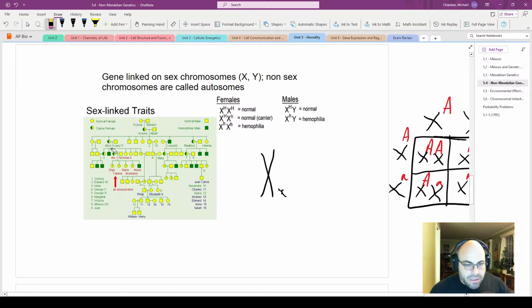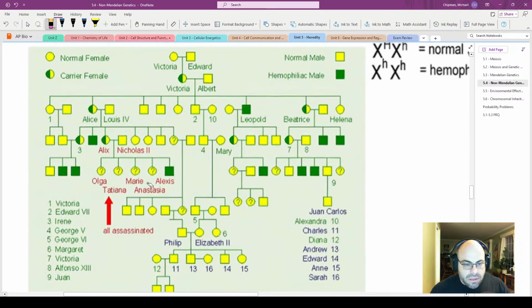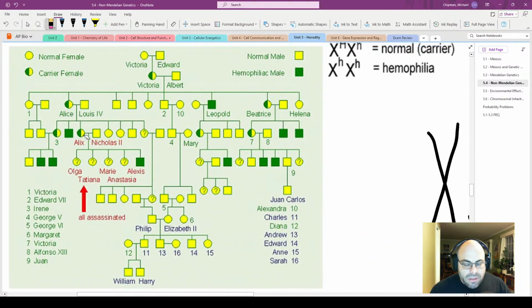Perfect example. Here's a sex-linked pedigree. So let's look at it. Actually, this one's kind of bad because it shows you the ones that are carriers. But anyway, Victoria is a carrier, right? And she didn't. You can go and look at all of her sons. She could pass it to her daughters as well, but in order for her daughters to have it, Albert would also have to have it, right? And so that's not the case here.